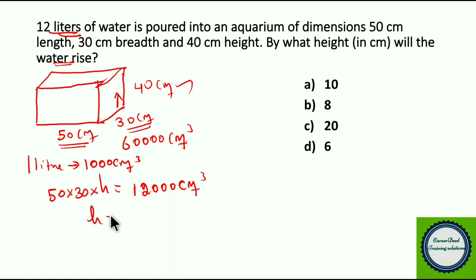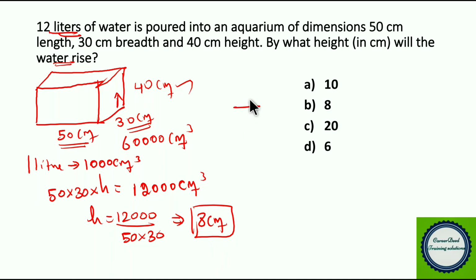So while solving, you get h equal to 12,000 divided by 50 into 30, you get 1500, or you can write 50 into 30 as it is. So the value of h will be equivalent to 8 centimeter. Now 8 centimeter is the level of water that will rise in the aquarium. This becomes your answer. So the answer for this question is option B. So this problem is based on the basic cube. Now question number 21.